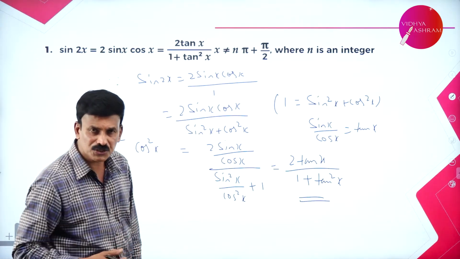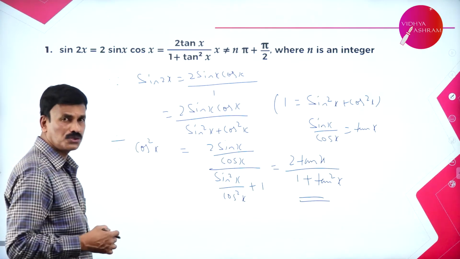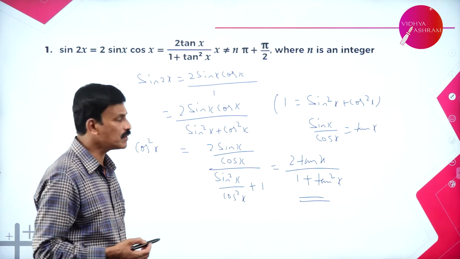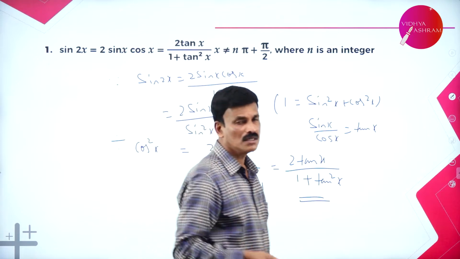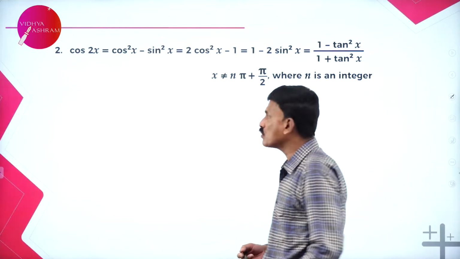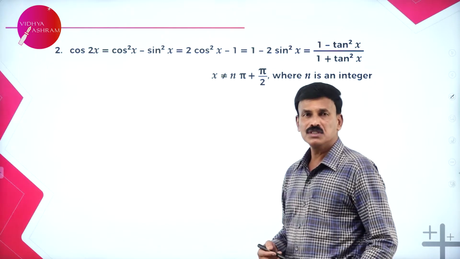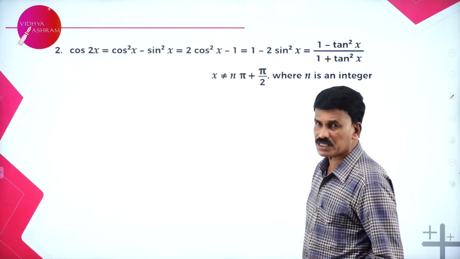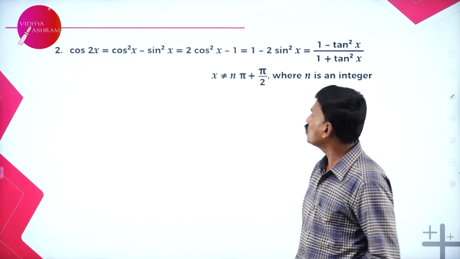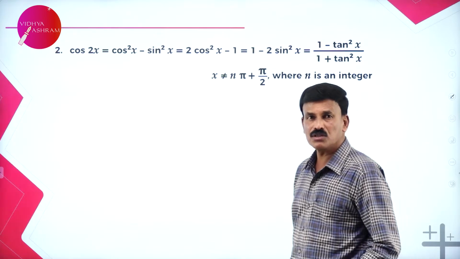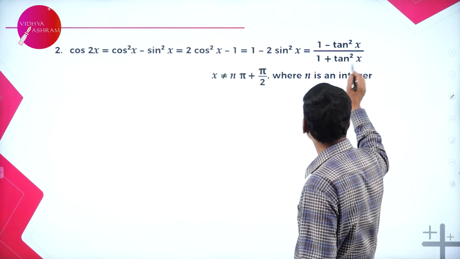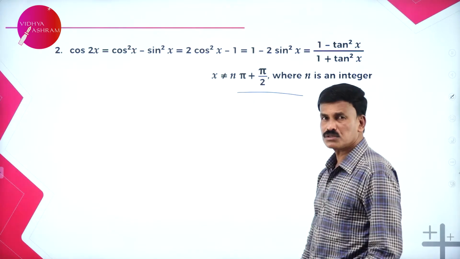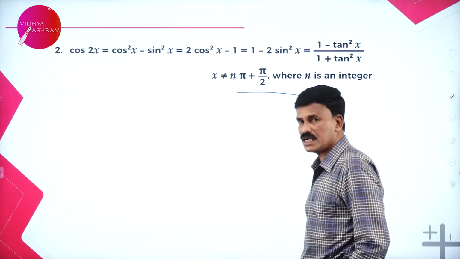So there are two formulas. sin 2x is equal to 2 sin x cos x, or sin 2x is equal to 2 tan x divided by 1 plus tan square x. Okay, very important. Similarly, let us come to cos 2x. So the multiple angle of x, that is 2x, cos 2x. cos 2x is equal to cos square x minus sin square x, or that is also equal to 2 cos square x minus 1, or that is also equal to 1 minus 2 sin square x, or that is also equal to (1 minus tan square x) divided by (1 plus tan square x), where x is not equal to n pi plus pi by 2, where n is an integer.